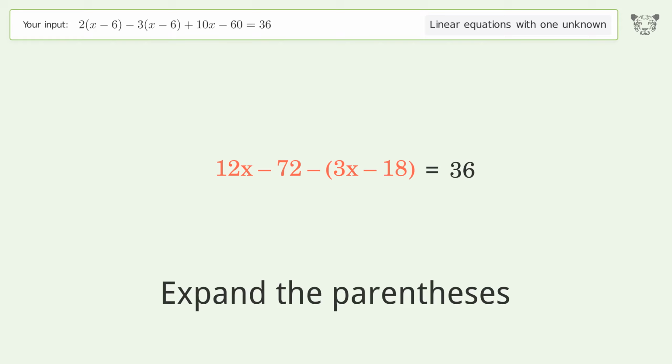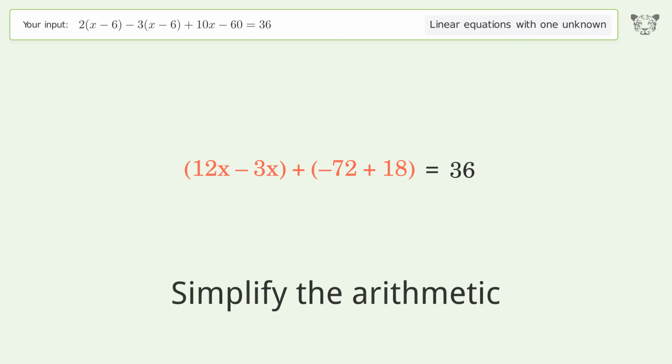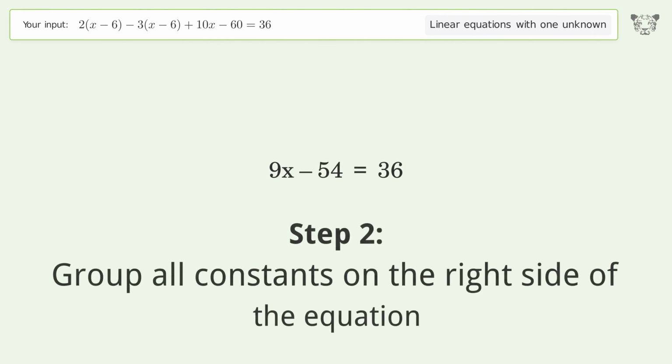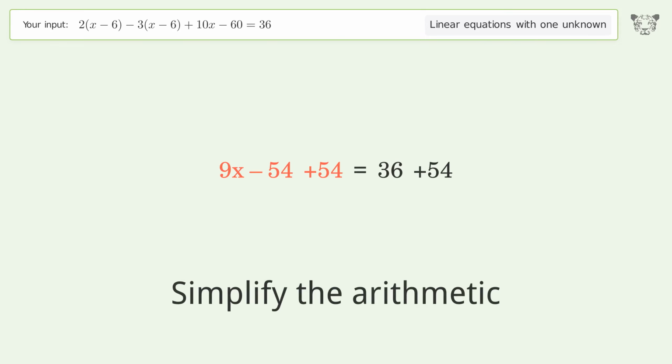Expand the parentheses. Group like terms. Simplify the arithmetic. Group all constants on the right side of the equation. Add 54 to both sides. Simplify the arithmetic.